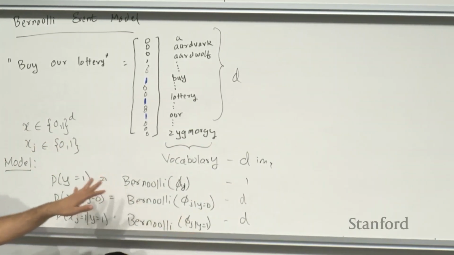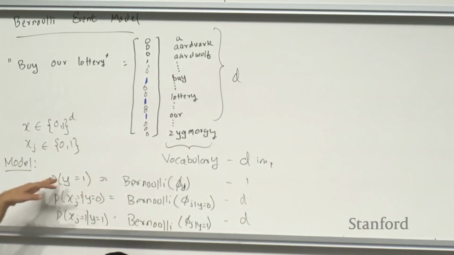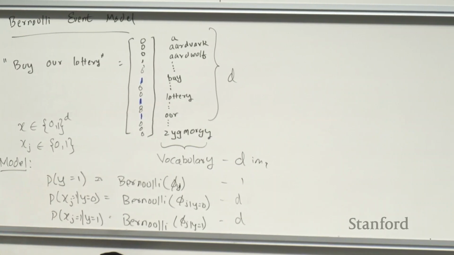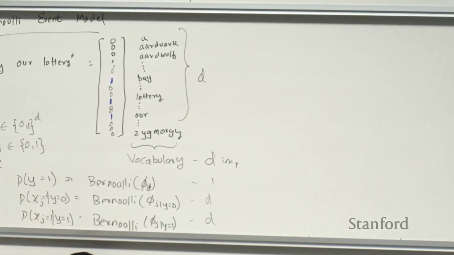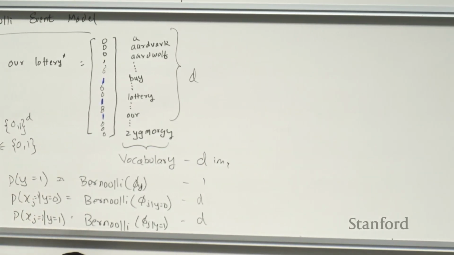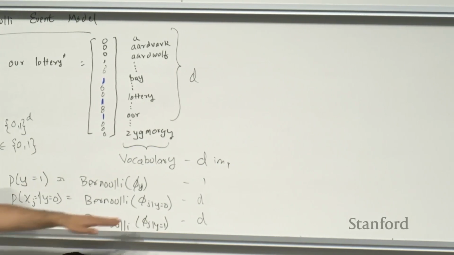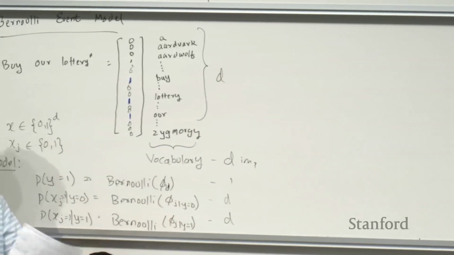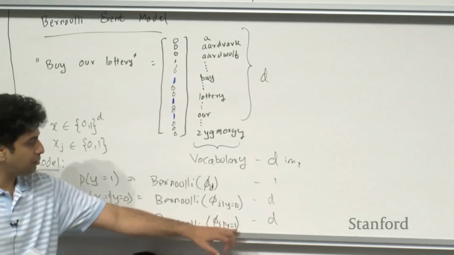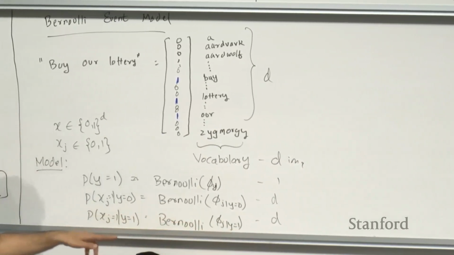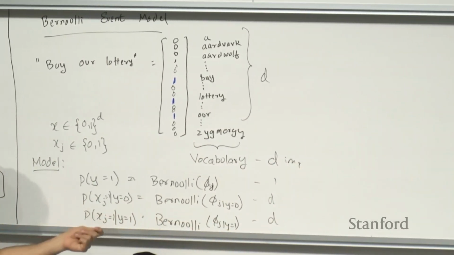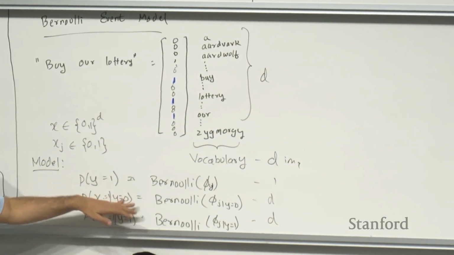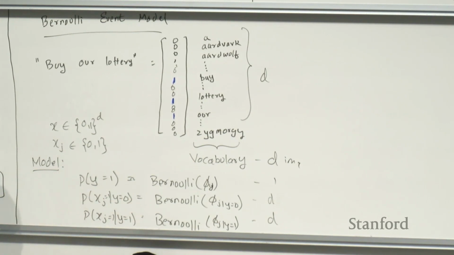We have one parameter to give us the class priors, that is, in the entire population, what fraction of messages are spammy versus not. Then, conditioned on limiting ourselves to only the spammy emails, we have one parameter for each word that tells us the probability that the word will appear in a spammy email, or the probability that it will appear in a non-spammy one. Yes?